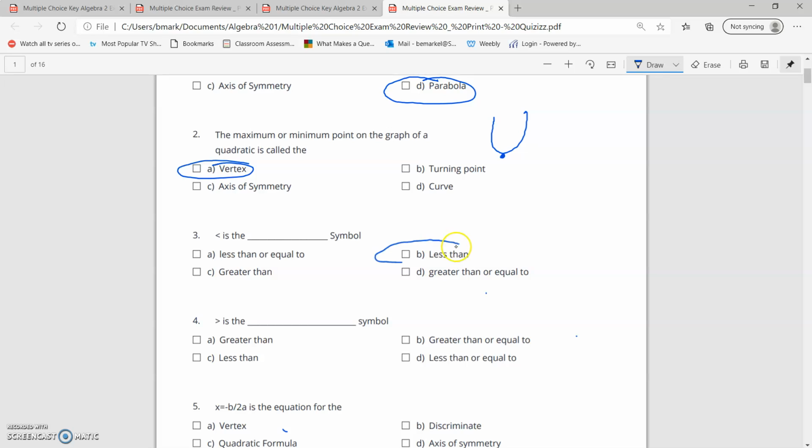This is our less than symbol. This is our greater than symbol.